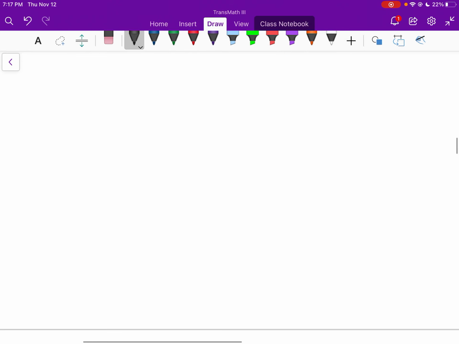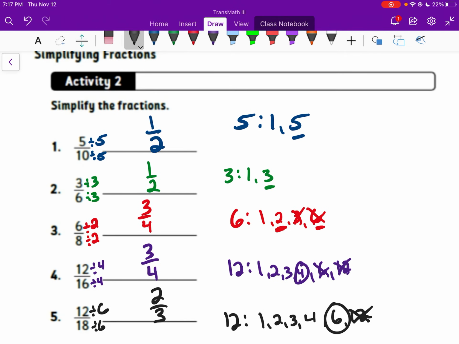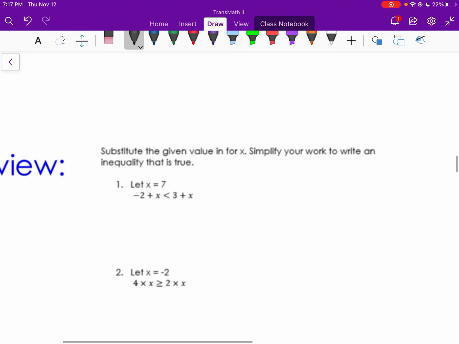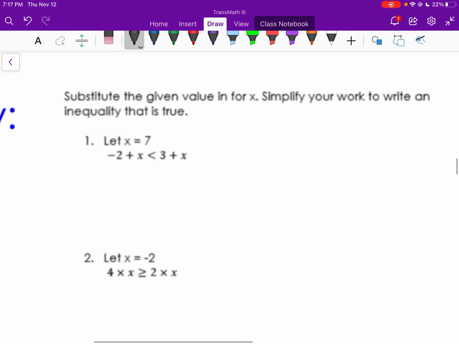All right, so we need to be able to simplify fractions when we work on our rate problems today. Now, before we get into those rate problems, let's do a little review. All we're going to do is substitute the given value in for x, simplify that work to write an inequality that is true. So for number 1 here, we're saying let x equal 7. We have the inequality -2 plus x is less than 3 plus x. So we're taking that value of 7, and we said x is equal to 7. So we're going to replace those x values with 7.